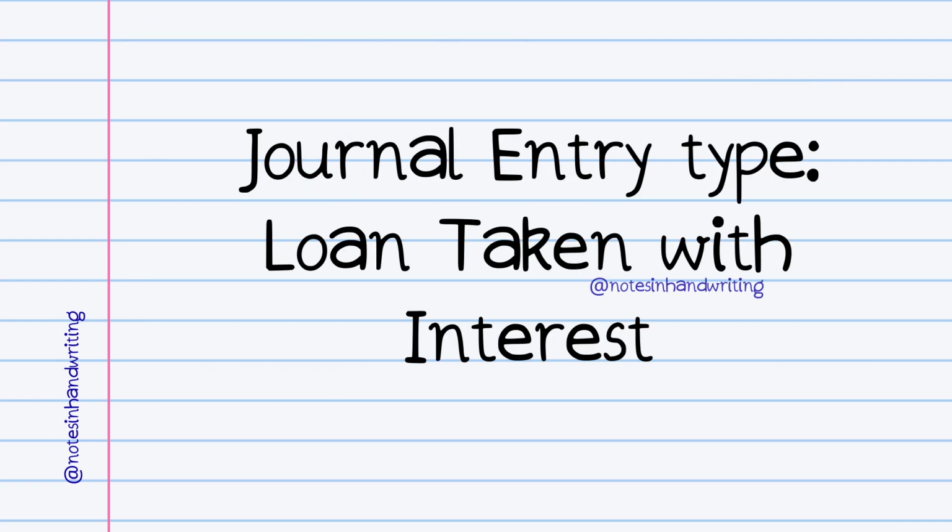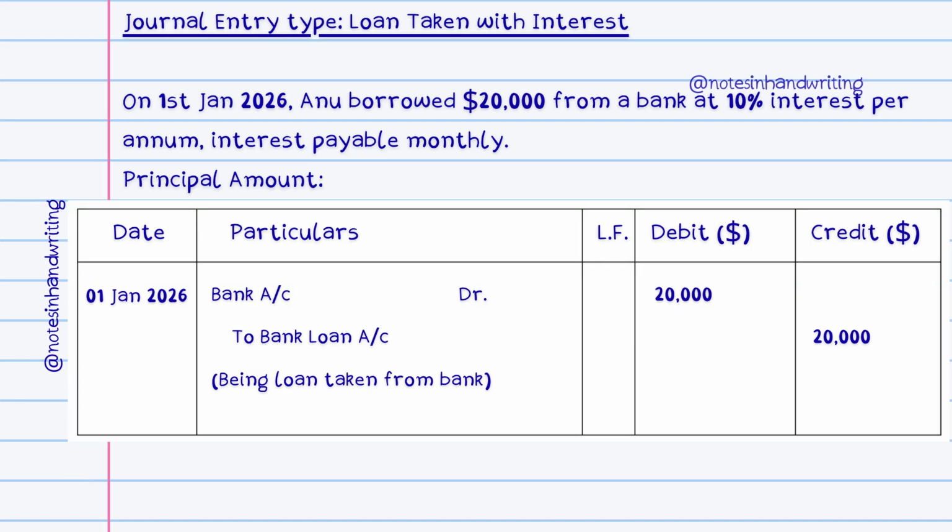Our next and final entry is loan taken with interest. So, Anu borrowed some amount from the bank at an interest that is payable monthly. Note that we are required to record the journal entry for both the principal and interest amounts. Following is the journal entry for principal amount.